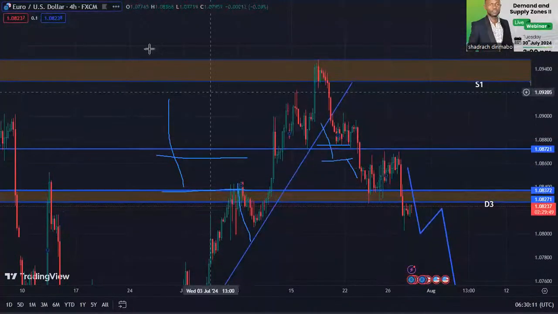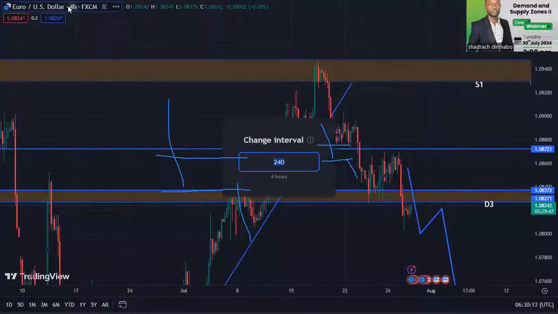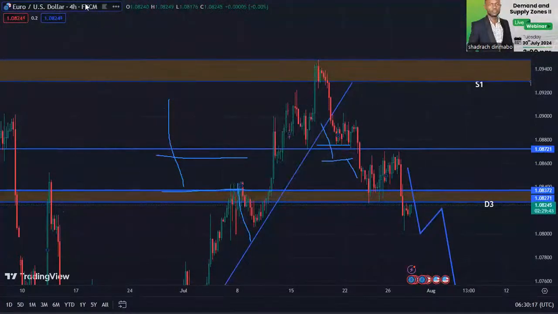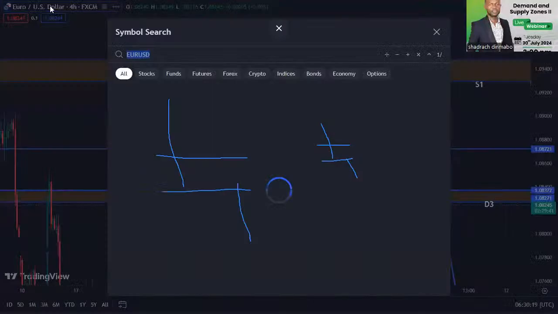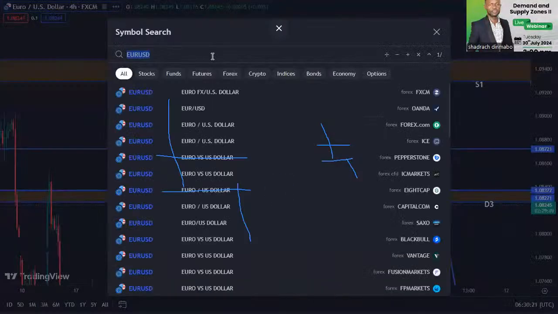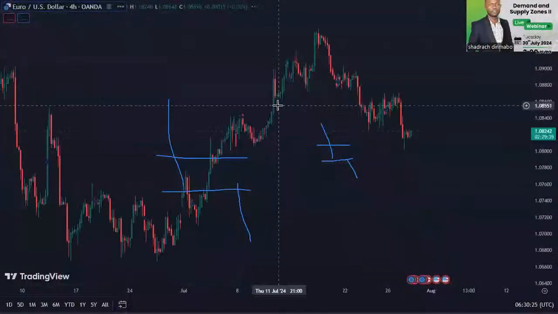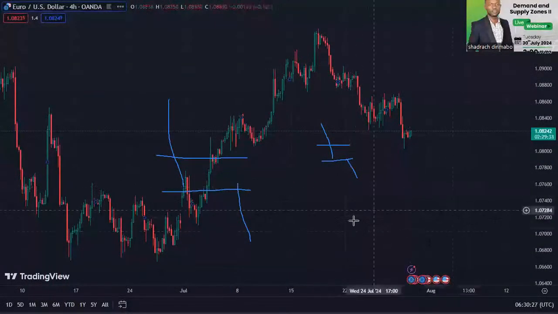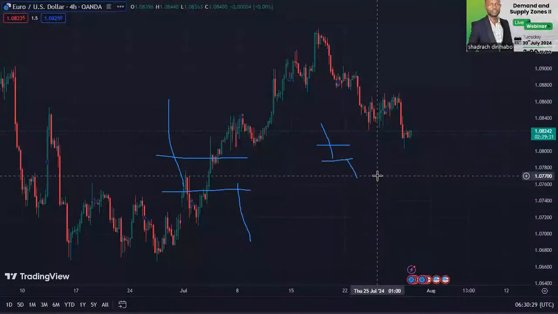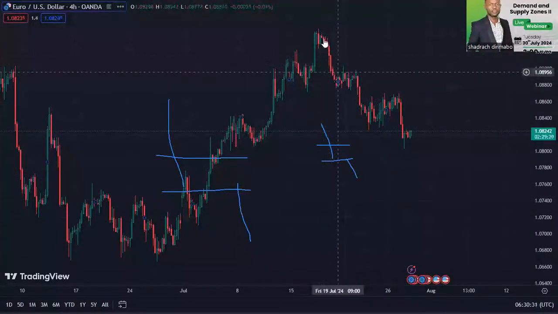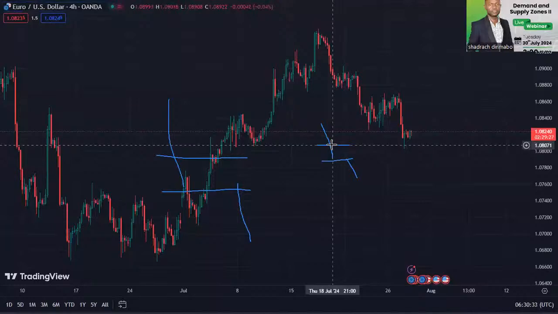I don't want to tamper with a particular structure. So let's look at EUR/USD. I don't want to tamper with any structure. So let's look at this. Okay, now you can see it. It's very clear, right?